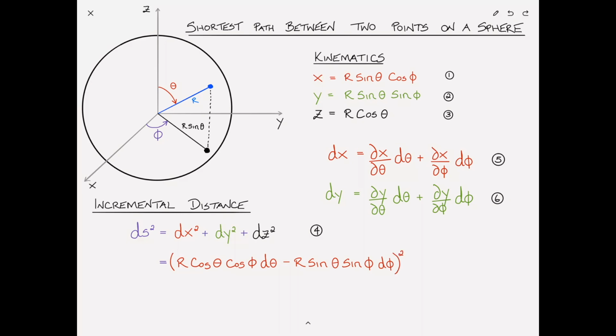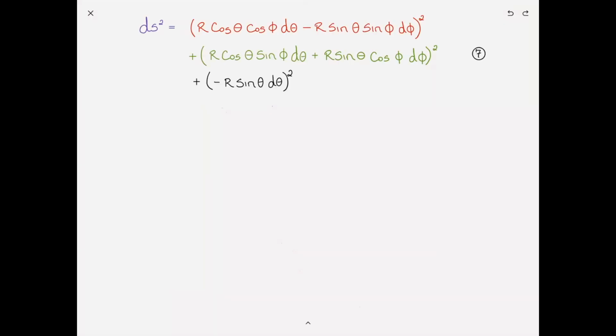And then we need to square all of this. Similarly, for dy squared, we take the derivative of y with respect to theta. We get r cosine theta sine phi, d theta, plus r sine theta cosine phi, d phi. And again, we square that. Plus the z component, that's just simply minus r sine of theta, d theta, and we square it. Number 7. And so turning the page, I'll just copy equation 7 onto the new page so we can reference it. And now we've got to go ahead and square all of this.